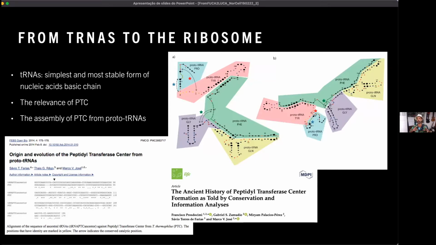What's that? So in a prebiotic time, proto-tRNAs got together and they were capable of synthesizing peptides. Okay, what does the PTC do? What does the ribosome do? It gets amino acids together. Okay, so from the proto-tRNA, we came to the PTC. It is the proto-ribosome. Okay, so the ribosome was built by a concatemer of tRNAs.